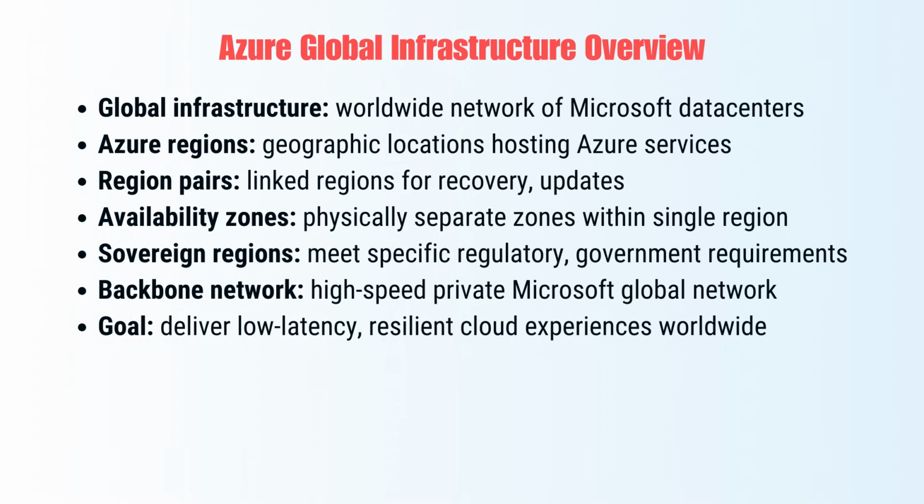Many regions are organized into region pairs. For example, UK South is paired with UK West. Region pairs are used for things like coordinating updates and supporting disaster recovery scenarios. If one region faces a major outage, services can fail over to its pair. Azure also includes special sovereign or government regions, which are isolated to meet strict regulatory and compliance requirements. You don't need to memorize all of them. Just understand that they exist to satisfy certain countries' laws and public sector needs.